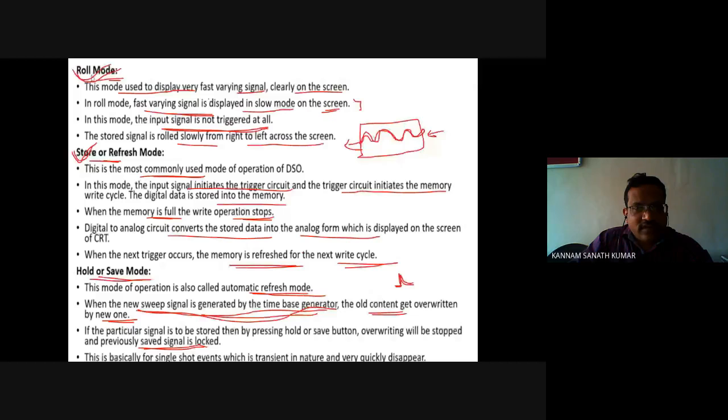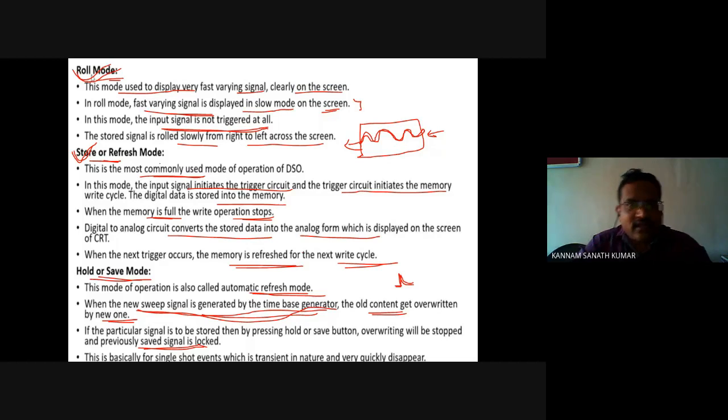And store and refresh mode means whatever trigger circuit is there in the digital storage oscilloscope, the trigger circuit will initiate the memory, and whatever the digital data is there will be written into the memory. Okay, when the memory is full, what happens? It stops operation. So for every triggering, the memory will be refreshed.